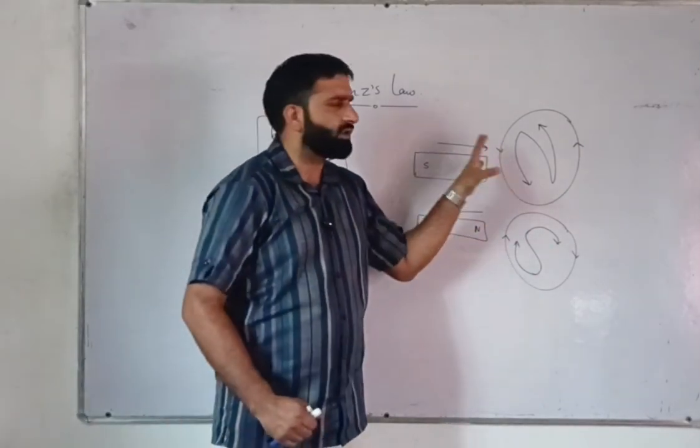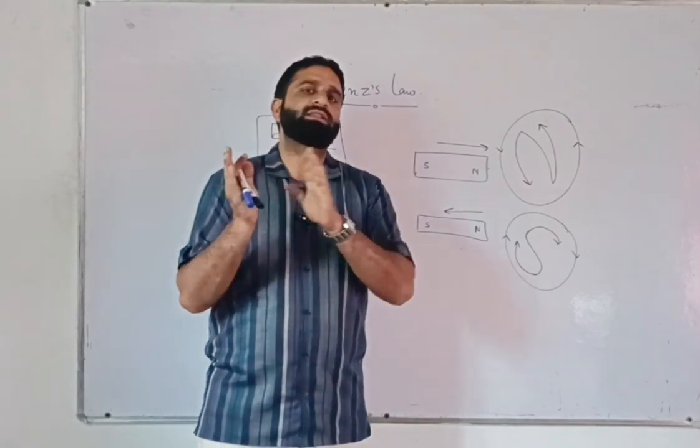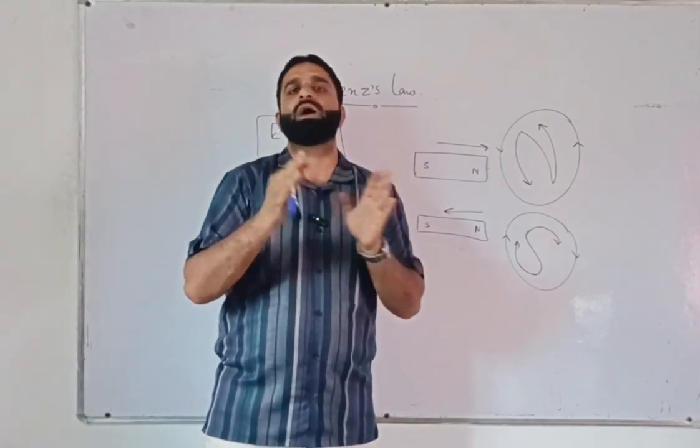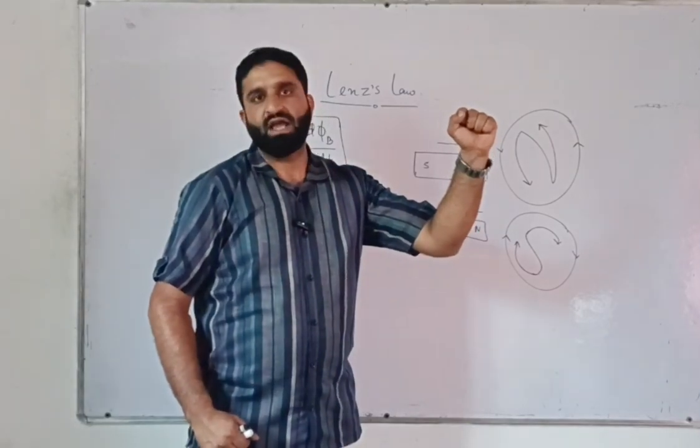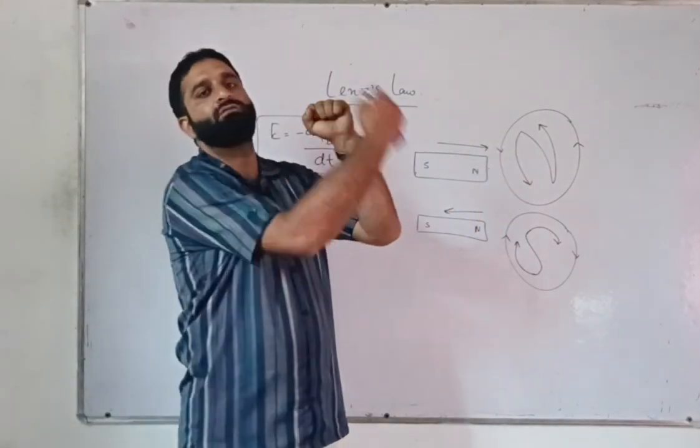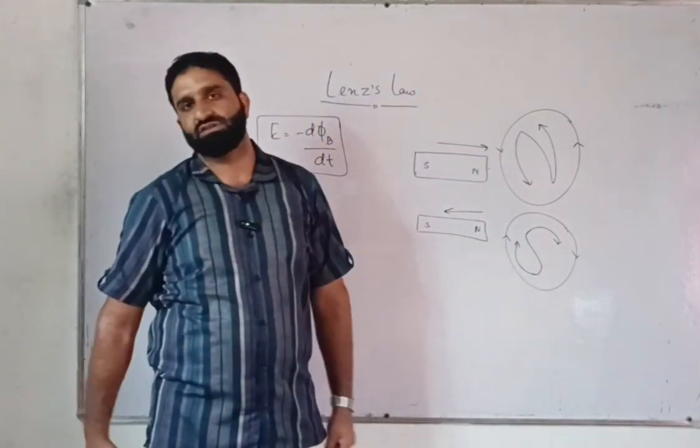or the EMF is induced in the coil in such a way that the EMF or current induced opposes that relative motion. If the magnet is pushed towards the coil, it opposes it. If the magnet is drawn away from the coil, the EMF or current induced in the coil opposes it. Why is it so?